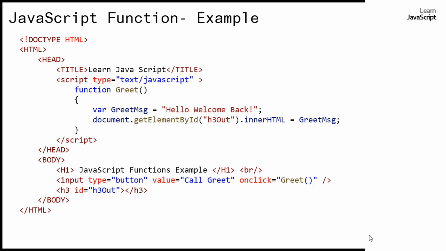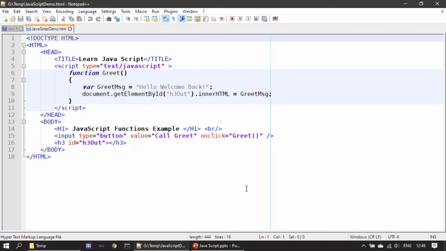Now let us go to the demo. So here is the JavaScript, and if you see, the important elements are this h3 and the ID is h3out, which we are referring to here inside our greet function. Then we defined a button whose value is call greet, and onclick it is going to call our greet function. Now we will execute this in IE.